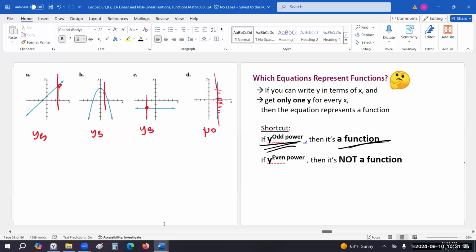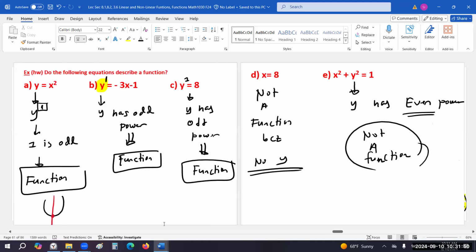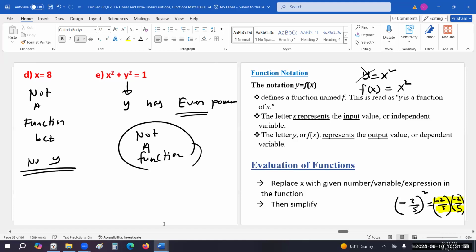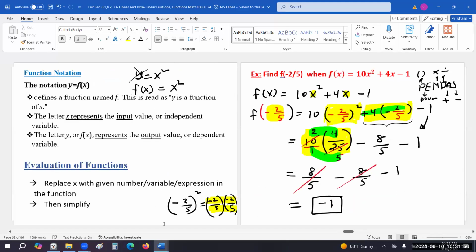And then for equations, to see which equations are functions, we observe only the power of y. If y has an odd power, like 1, 3, 5, 7, then it is a function. And if y has an even power, it's not a function. So if you don't see a y or y has an even power, it's not a function. We did a bunch of examples. Then we started doing evaluating functions. It means the x values are given. We just plug in the x values and simplify using PEMDAS. Whatever we get, that's the y value.